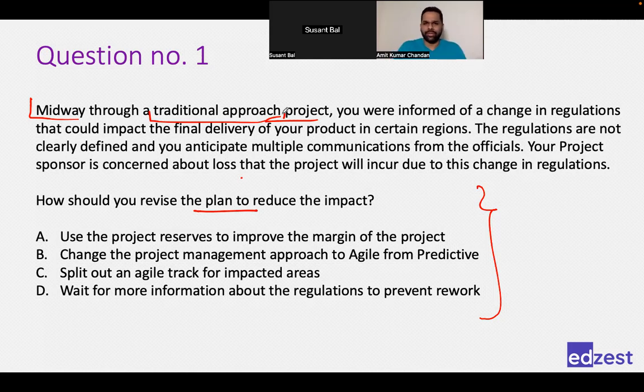So, entire project changes, right? We are changing the entire plan. The project was traditional, now it is suddenly hybrid. So almost half of the world is changing for the project.